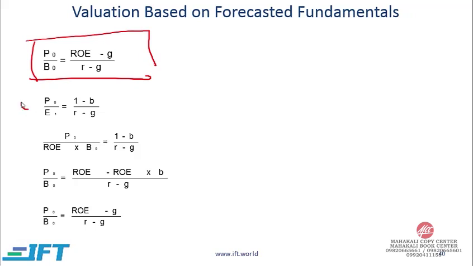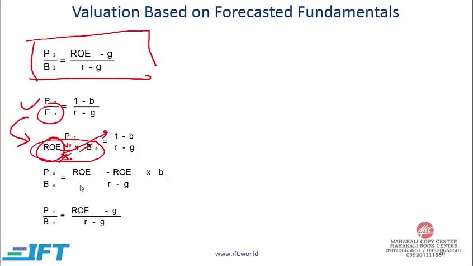I hope you remember PE is the retention ratio, (1 minus b) over (R minus G). Then, how do we go from here to here? Notice that instead of E1, we've written ROE times B0. What's ROE? ROE is simply net income over equity, which is book value, or earnings over book value. So the book value would cancel out. So E1 can simply be written as ROE times book value. Then P over B, and ROE moves up here.